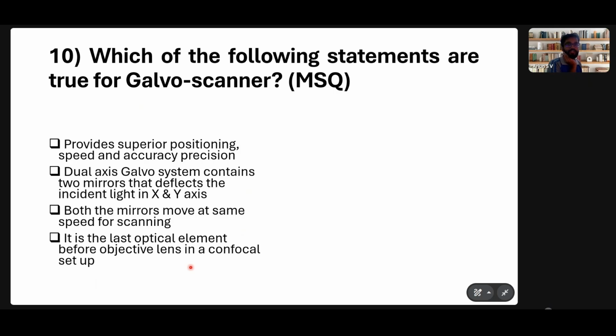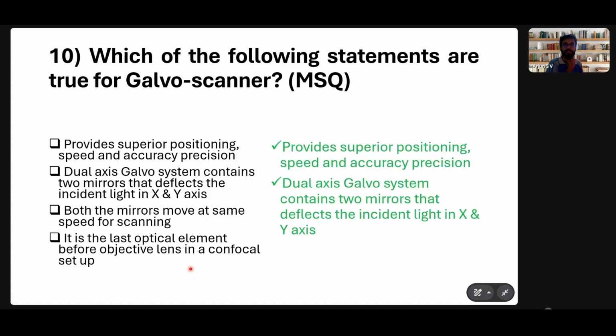Okay. Last question, which is a multiple select question. Which of the following statements are true for Galvo scanner? Last week we saw galvanometric scanners, which produce positioning according to change in voltage. So the correct answers in these options are: a galvo scanner provides superior positioning, speed and accuracy precision, and a dual axis galvo system contains two mirrors that reflect the incident light in x and y axis.